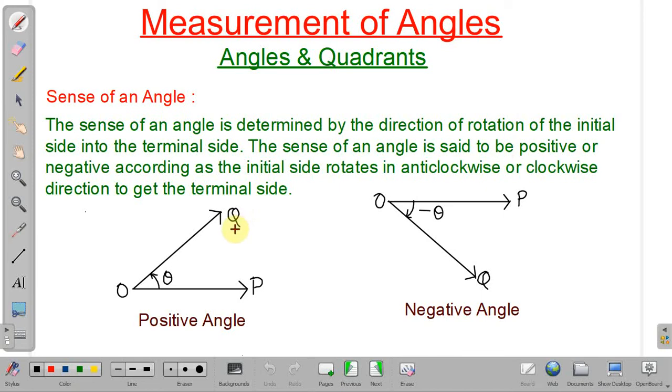Now if we discuss what is a positive angle and what is a negative angle, it will come under sense of an angle. The sense of an angle is determined by the direction of rotation of the initial side into the terminal side. If we move in the anti-clockwise direction, the angle is said to be a positive angle, and if we move in the clockwise direction, the angle is said to be a negative angle. The movement should be from the initial side to the terminal side.